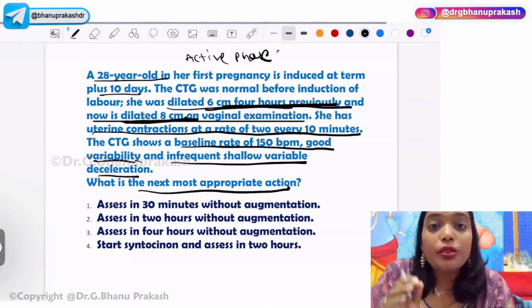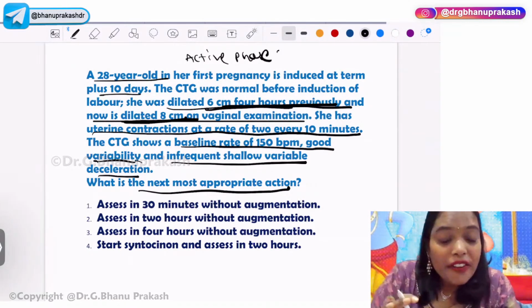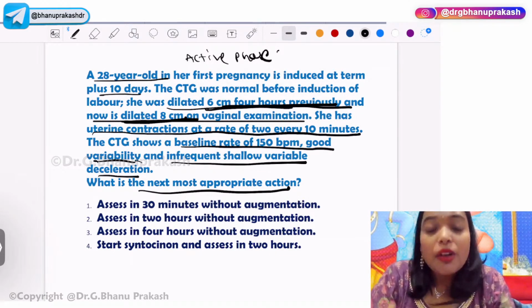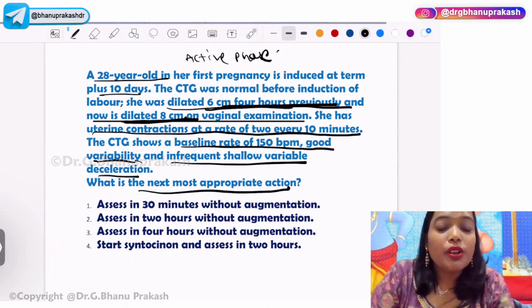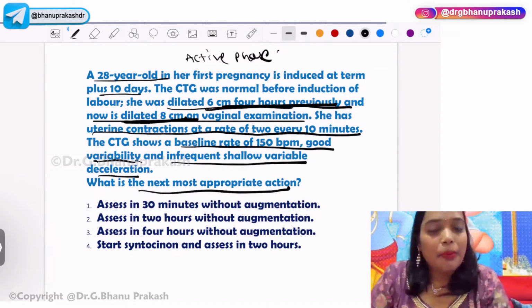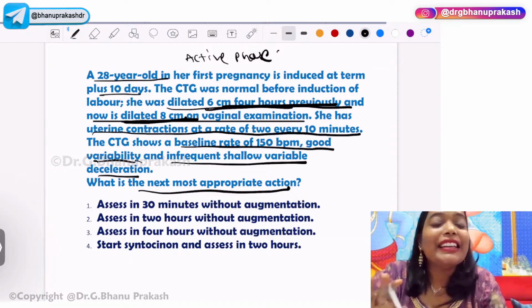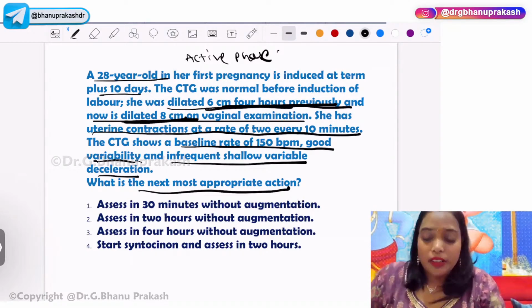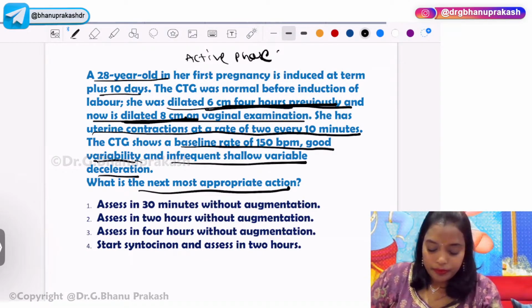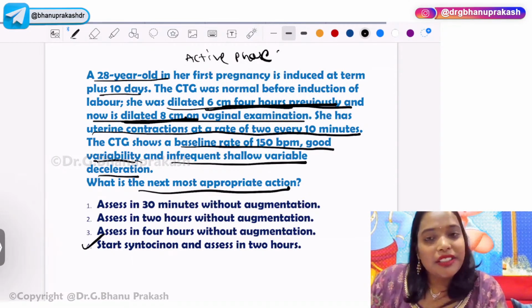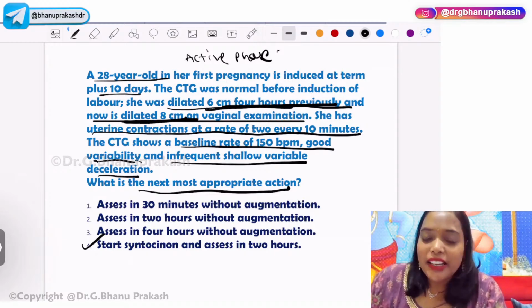For the exam, you should remember this approach. Whenever you have a question, ask yourself which stage it belongs to. Once you know the stage, ask yourself, is it normal? Or is it abnormal? Then you will understand the management appropriately. Any clinical question, follow this pattern. So start oxytocin, because there are inadequate contractions and inadequate dilatation.